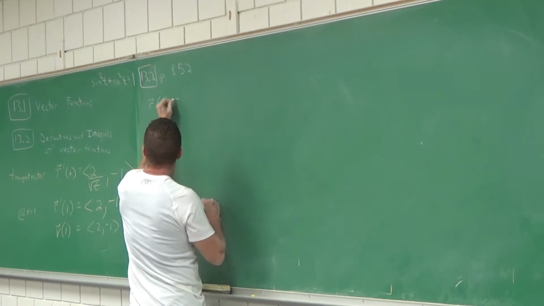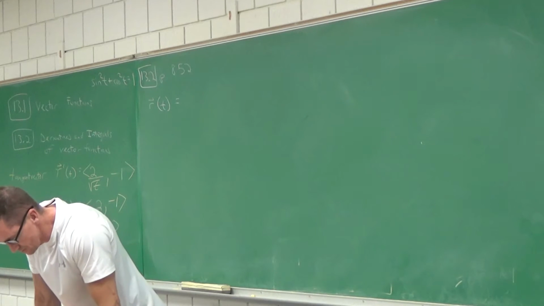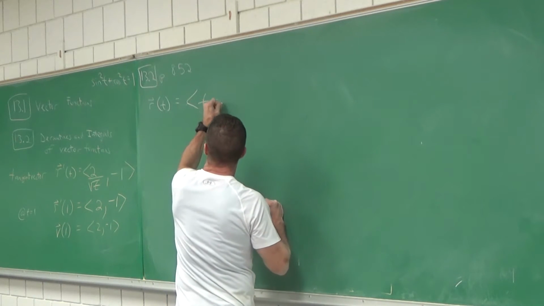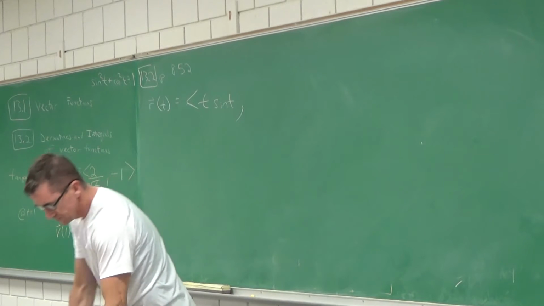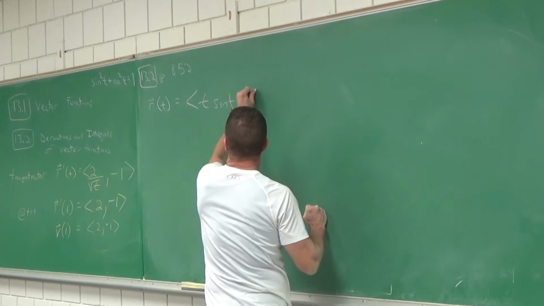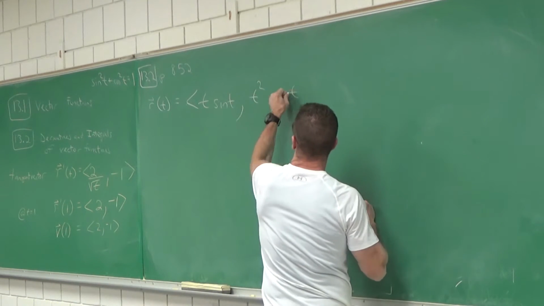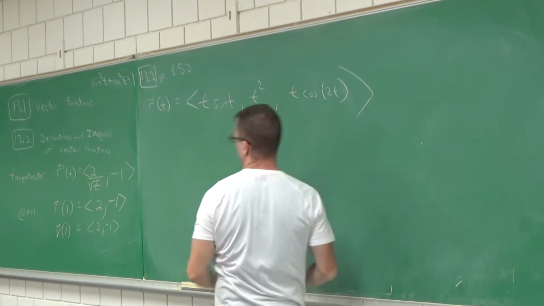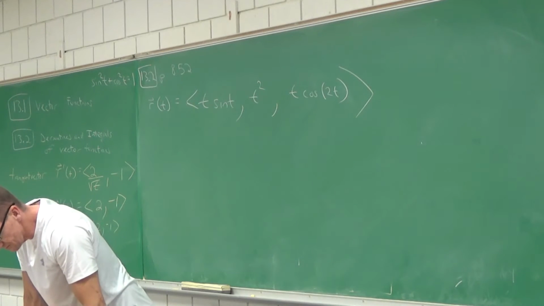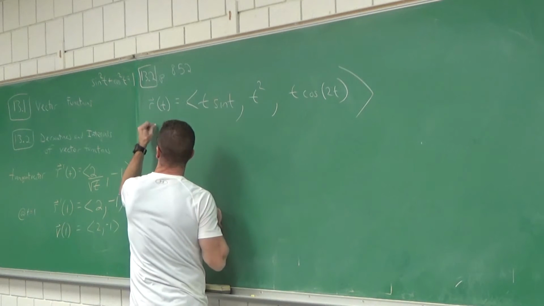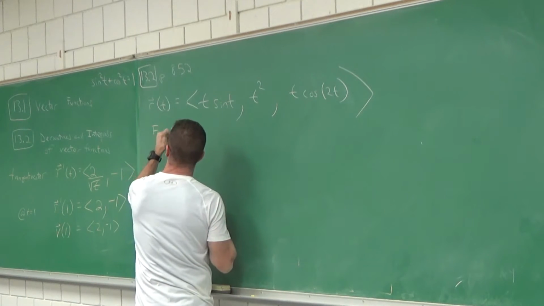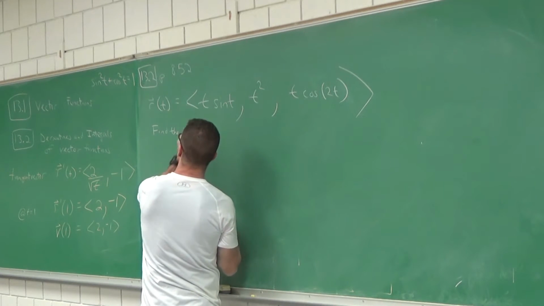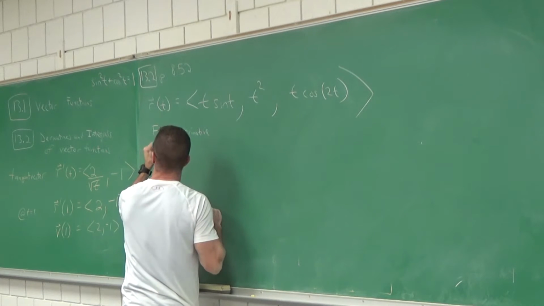r(t) = ⟨t sine of t, t squared, and t cosine of 2t⟩. What do they want you to do with this? Say, can you find the derivative? Well, I can write that as r prime of t, right?